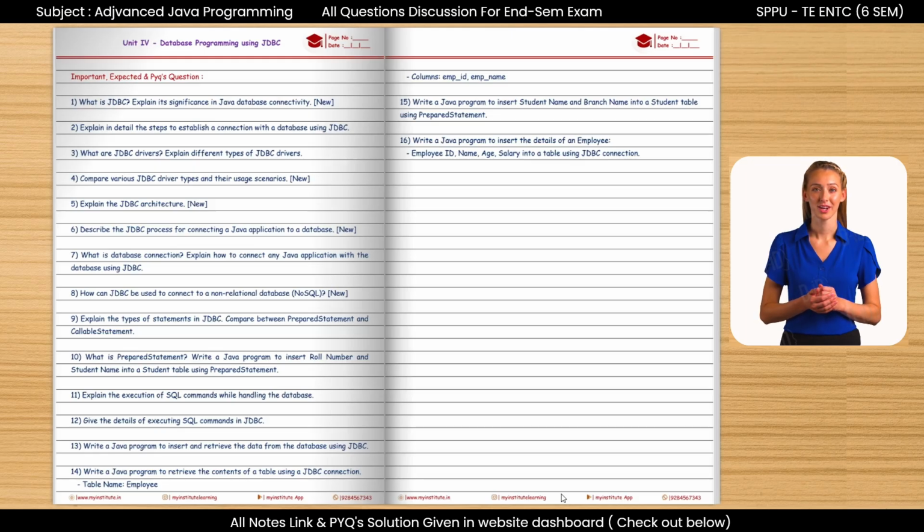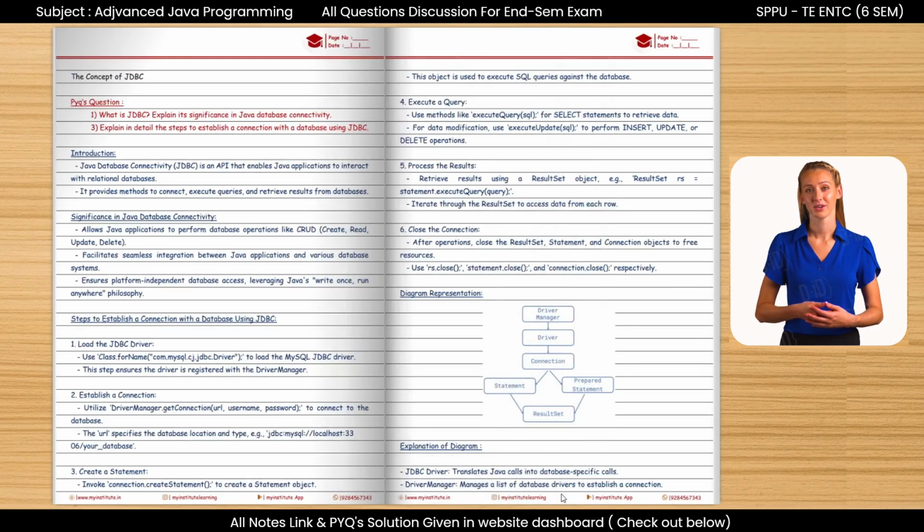JDBC stands for Java Database Connectivity, a technology that enables Java applications to interact with databases. If you have a large amount of data and need to fetch, update, or delete records, doing it manually is impossible. JDBC acts as a bridge between Java applications and databases, allowing smooth communication.